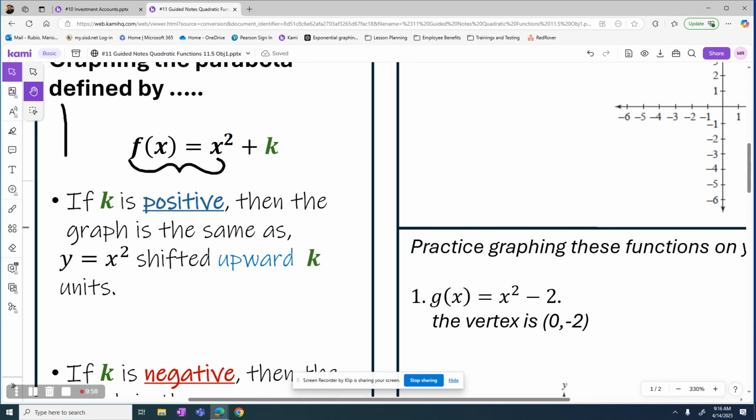Okay, so if it's positive, the graph of x squared is going to shift upward. Okay, so it's going to move in the up direction.